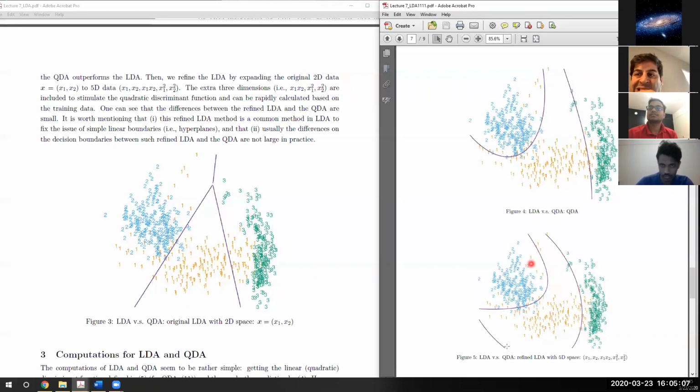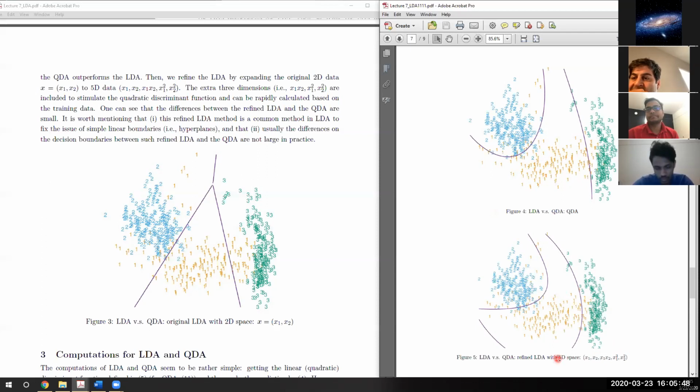The QDA versus this kind of recoded or refined LDA, the difference is relatively small. Do you know why? One very important reason is why I recode the LDA in this way. I want to use these quadratic items to make the LDA something very close to the QDA. You see what I mean? I actually recode it in this way on purpose to make it close to the QDA. And finally, of course, these two results are relatively close.